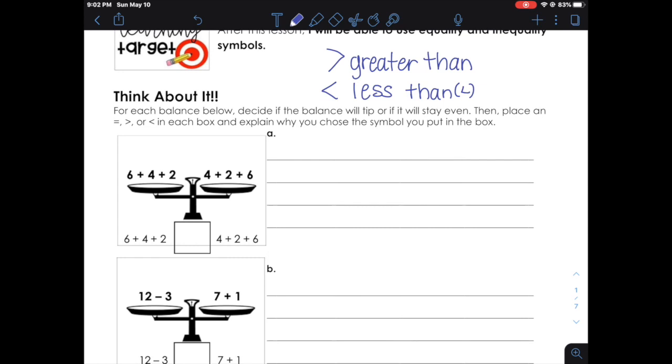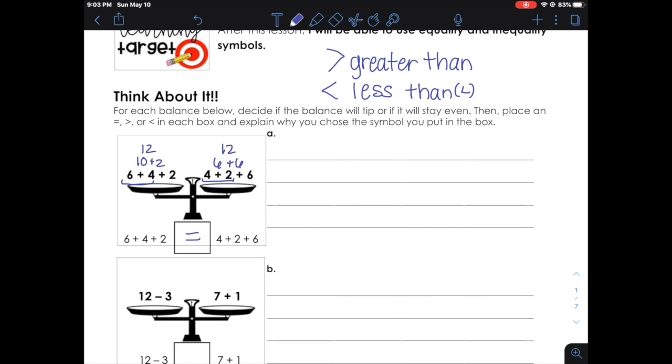So if we look at letter A, we have 6 plus 4 plus 2 on the left and 4 plus 2 plus 6. So we're using the same three numbers, we're just changing the order of it. So the commutative property is at work here. Commutative property tells me that I can move things, add-ins or factors around, and it doesn't change my final answer. So just to prove that correct, if we do 6 plus 4, that gives us 10, and 10 plus 2 gives us 12. And on the right-hand side, we have 4 plus 2 gives us 6, and 6 plus 6 gives us 12. So they're equal.